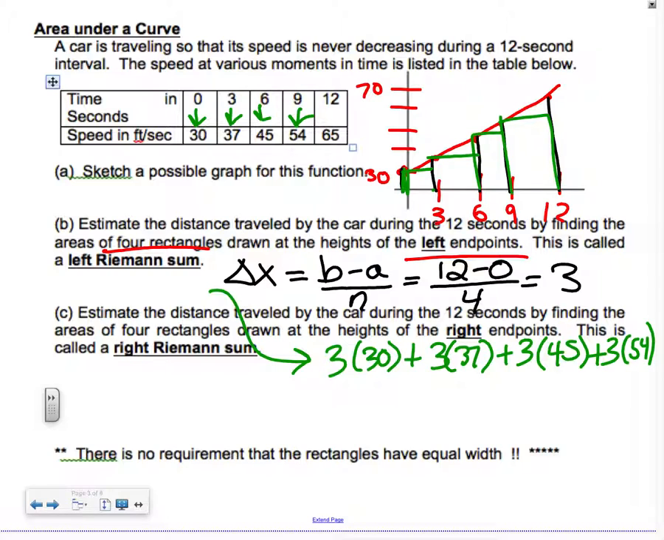All right, so I get 498. What are my units? Speed is feet per second, so we're talking feet. So that's an estimate of how far it traveled in 12 seconds.